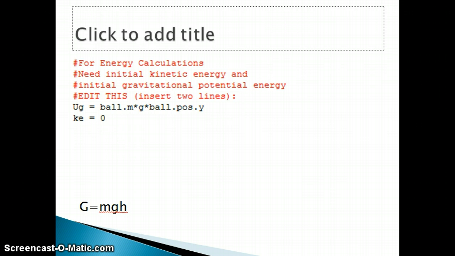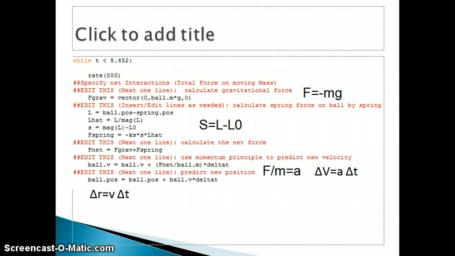We also had to initialize the gravitational potential energy, which is just mgh, and kinetic energy, which is 0 at this point because it has no velocity to begin with. The remainder of calculations take place in a while loop that goes for the duration of our Tracker video, which is 8.452 seconds. So for each time step in this interval, the following calculations are made.